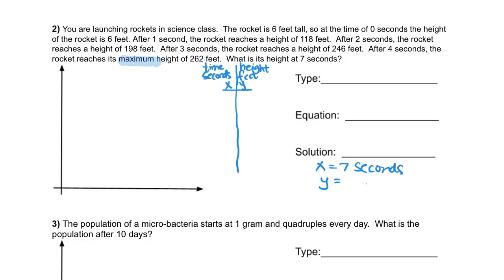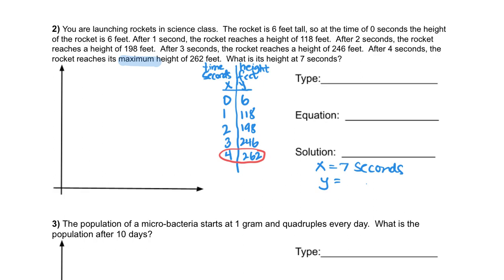So fill in the table with the information from the problem. So we have at 0 seconds, it says right here, after 0 seconds, the height of the rocket is 6 feet. So (0, 6) is our first point. Our next point, 1 second, reaches 118 feet. You're going to put that in the table and so on. Once you've put these values in the table, I want you to circle that maximum, which happened at 4 seconds, because we know that that is going to be our turning point.